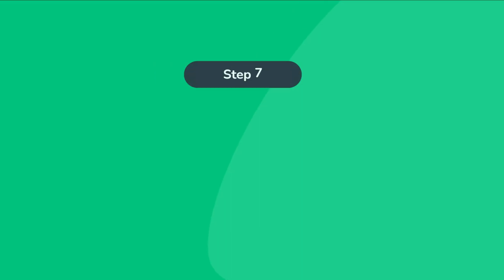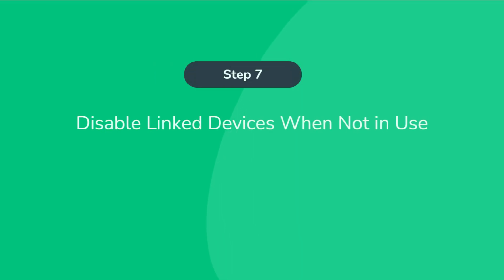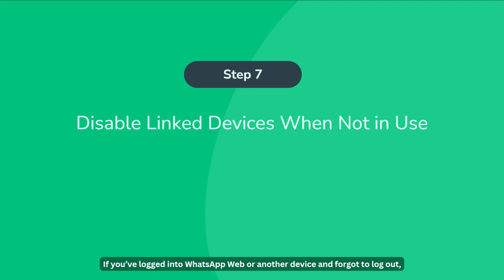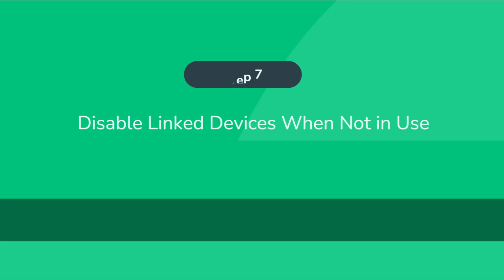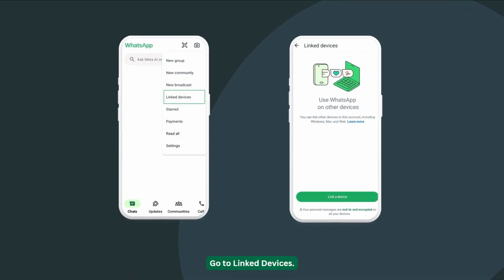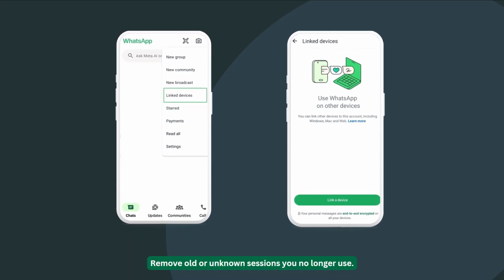Step 7. Disable linked devices when not in use. If you've logged into WhatsApp Web or another device and forgot to log out, your messages and account may still be accessible without your knowledge. Go to Linked Devices. Remove old or unknown sessions you no longer use.